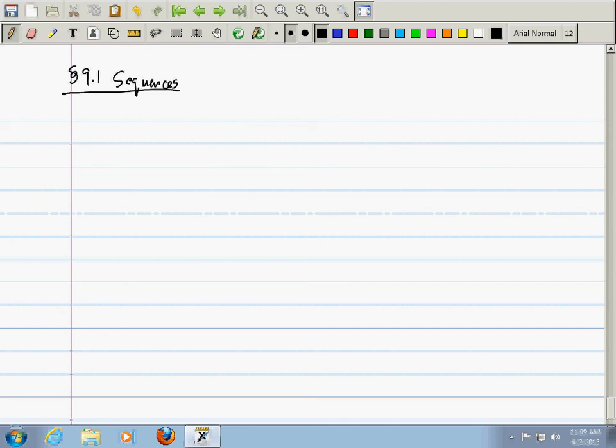Okay, so then specifically, this is the definition of a sequence. A sequence, a_n, right? So then the sequence name is a, and it has an index called n, is a function.